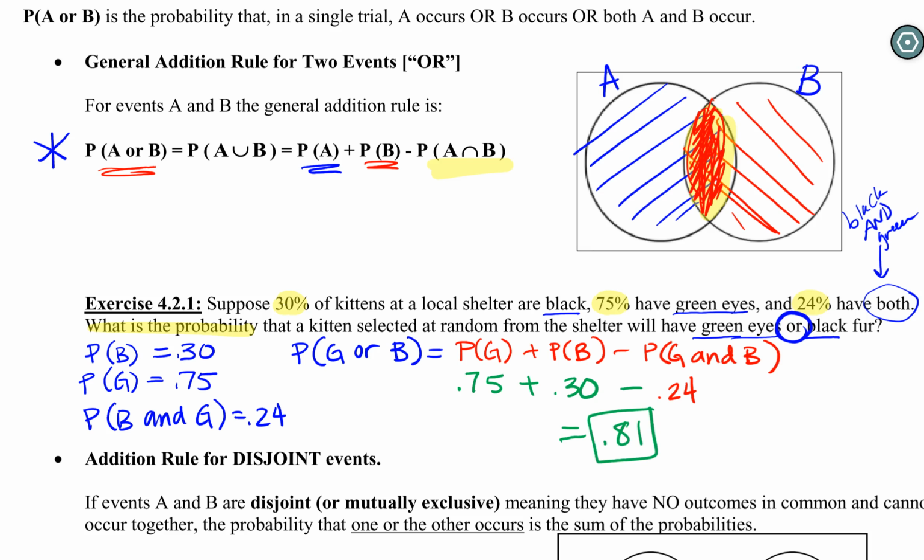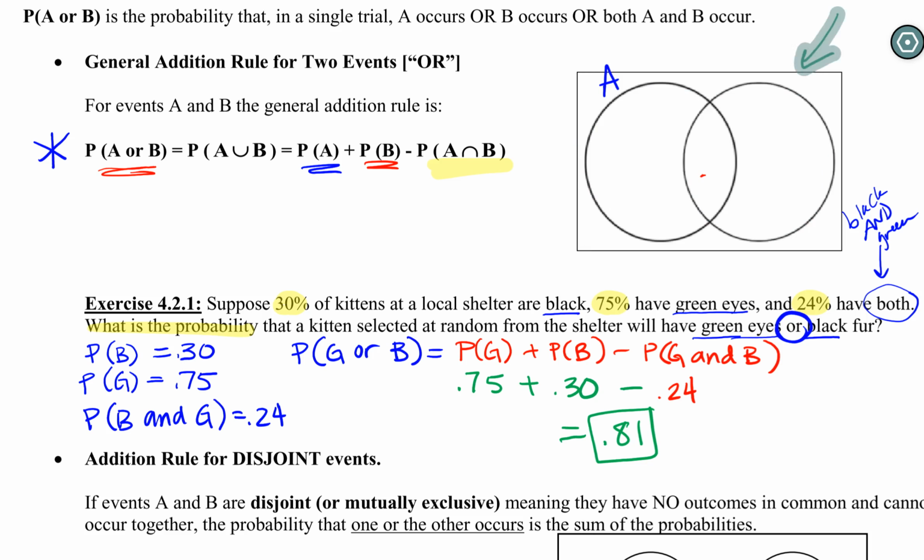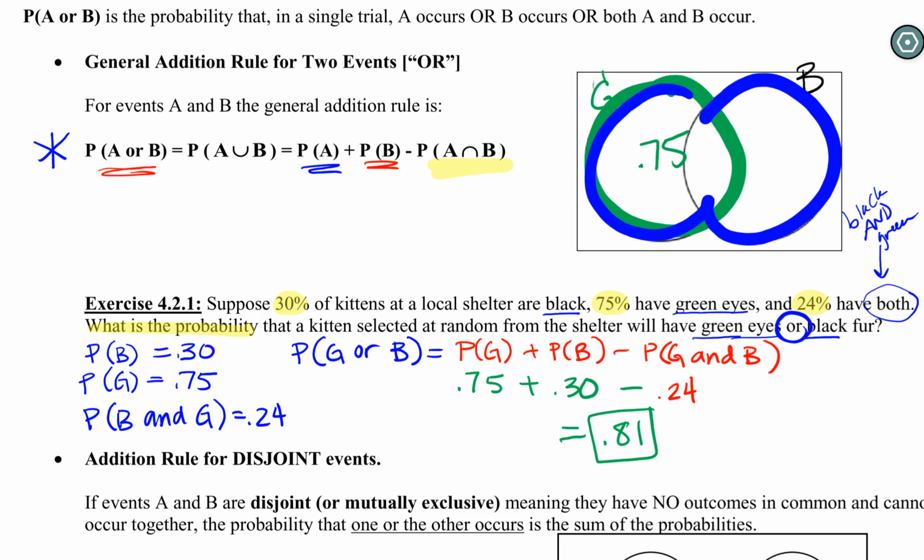Another thing to think about as you're doing an OR question, remember this Venn diagram here. Let's make this cleaner for this example. If these are my two events, green eyes and black fur, and I know that green eyes is 75%, that means this entire circle is 75%. Both this piece and this piece together is 75%. And if I'm talking about OR, I want everything in either of these, right? So I'm going to have to take 75 and add a little bit more. So no matter what, my answer needs to be something slightly bigger than 0.75, and so 0.81 makes sense in this particular situation.